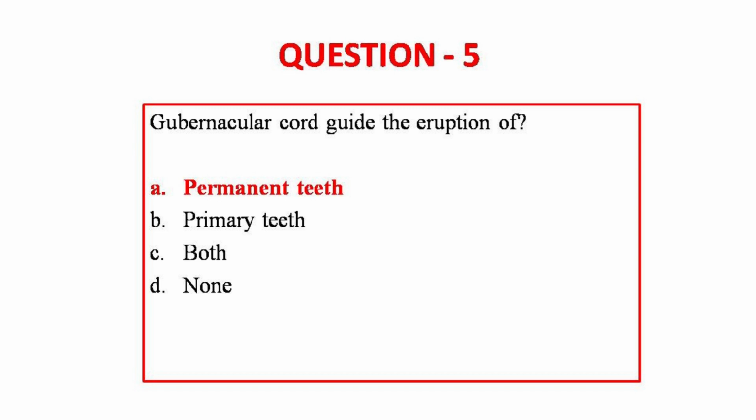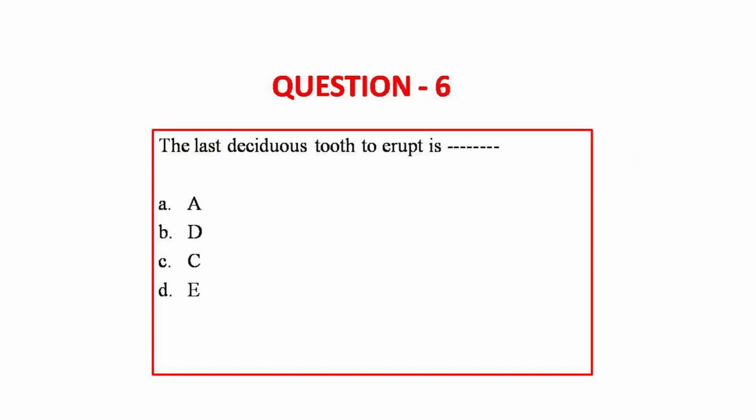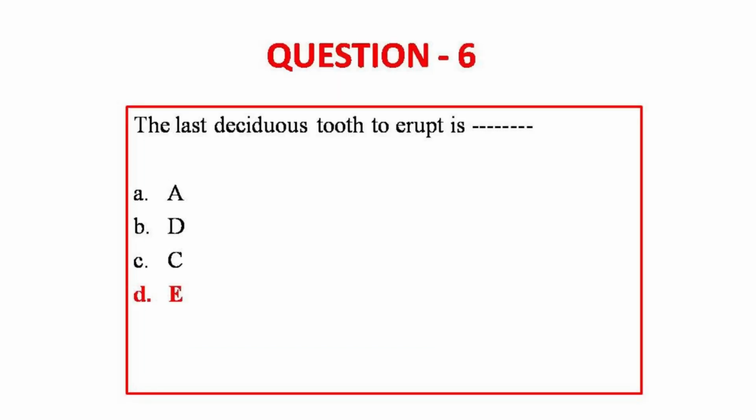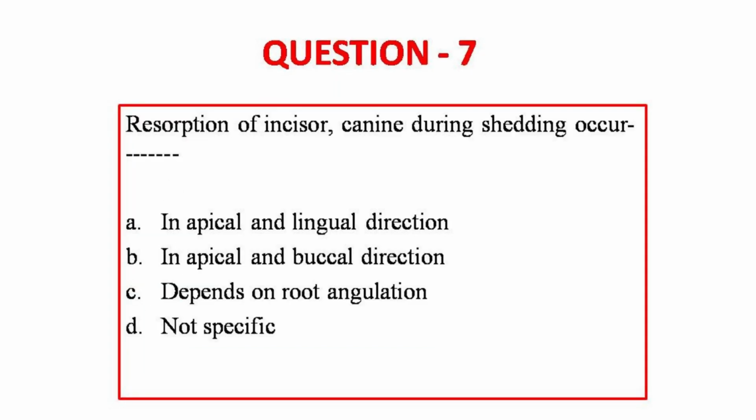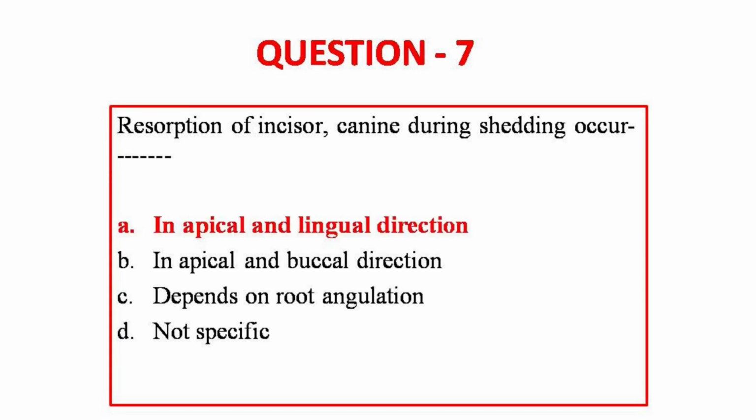So moving on to question number 6. The last deciduous tooth to erupt is, they've given 4 options: A, D, C, and E. The answer to this question is E. So moving on to question number 7. Resorption of incisor and canine during shedding occurs in apical and lingual direction, in apical and buccal direction, it depends on the root angulation, or it is not specific. The answer to this question is in apical and lingual direction.